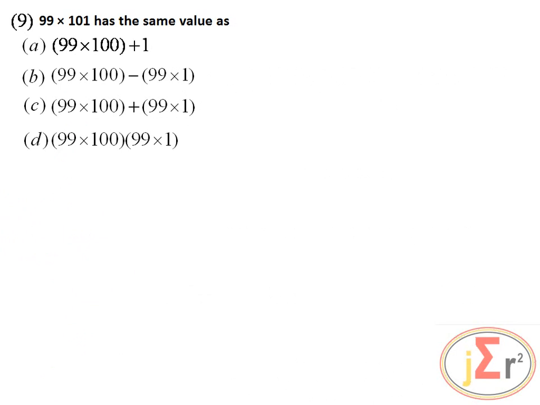99 multiplied by 101 has the same value as, and we have quite a bit of options, not necessarily confusing, but some of them might not be so clear-cut. As a matter of fact, at appearance they can prove to be very cryptic.